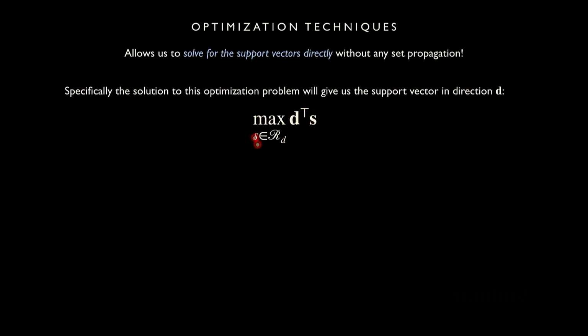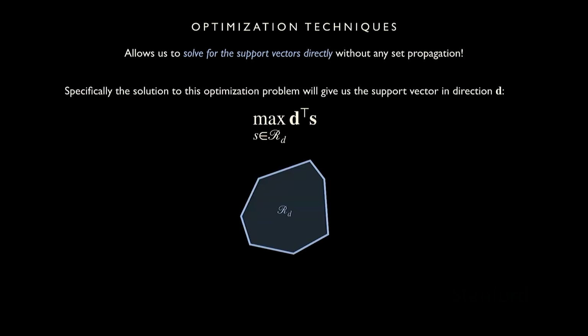So we want to basically solve this optimization problem, and that will give us some bounds on a reachable set. So for example, if this is our reachable set at time step d, what we're doing when we evaluate the support function in some direction is just getting some hyperplane to bound our reachable set at that particular time step.